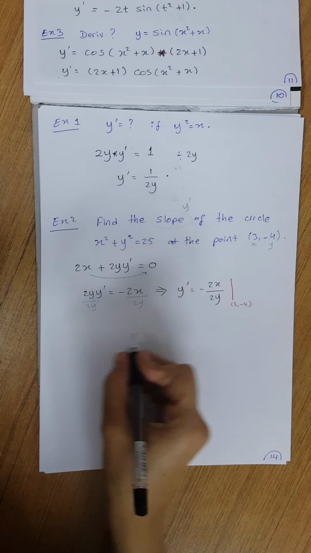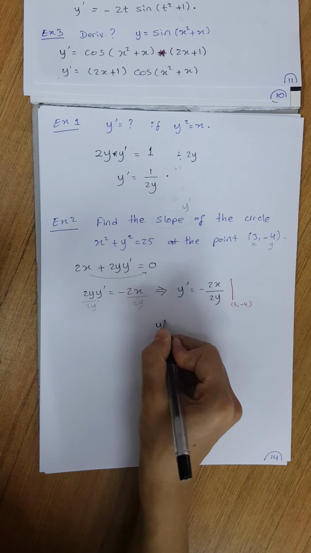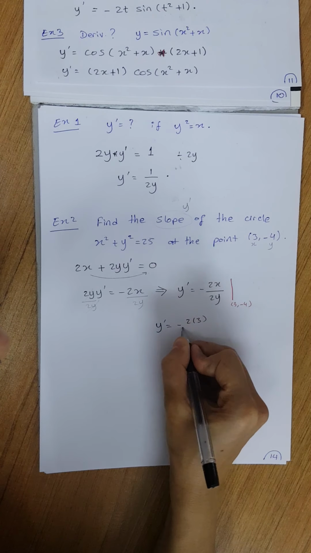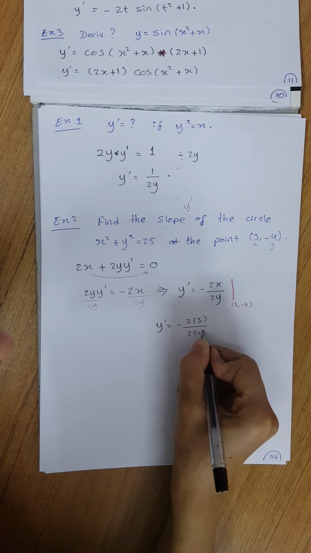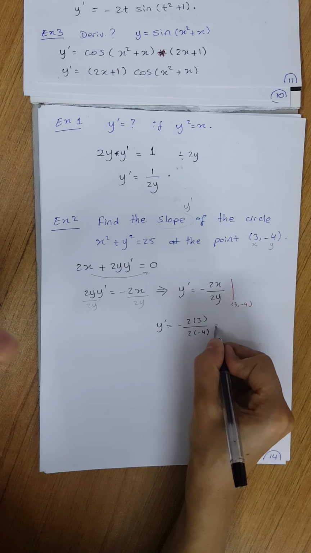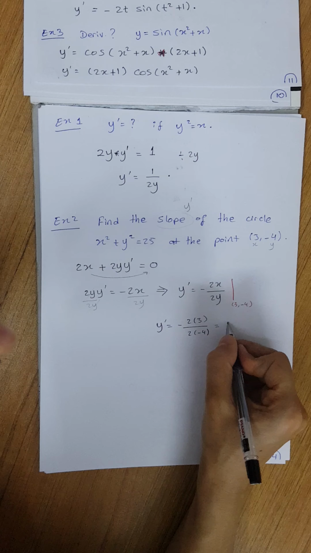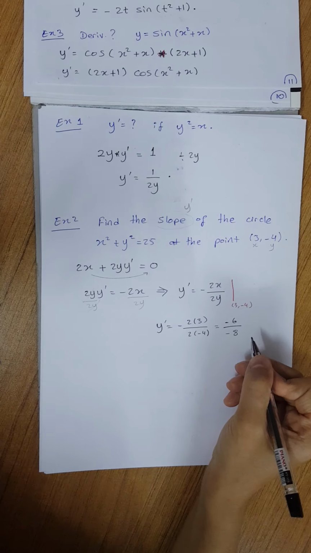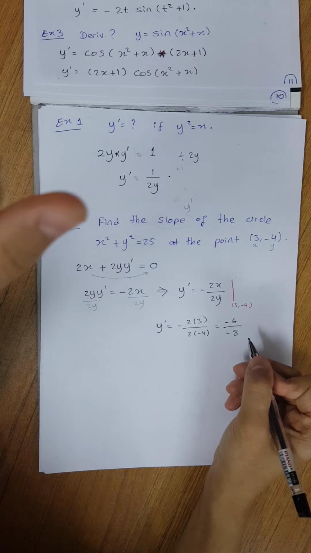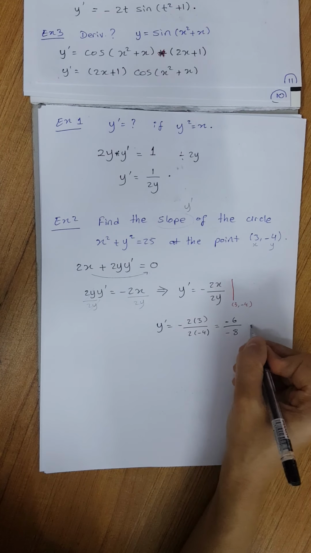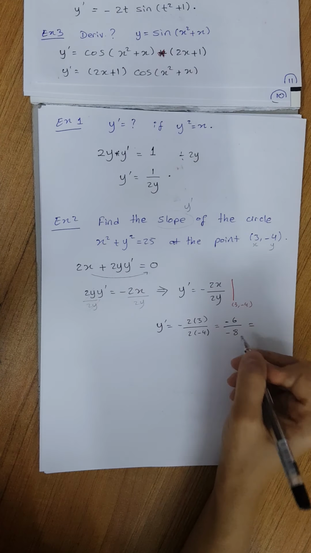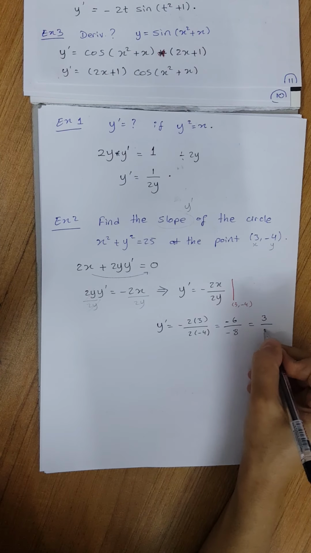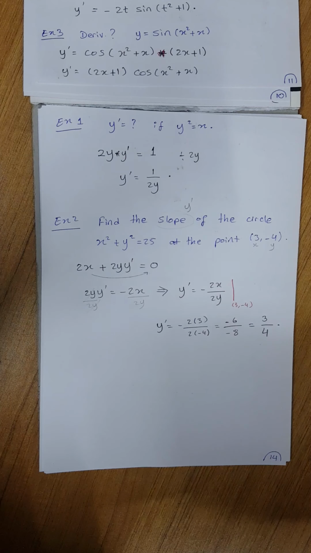So y prime is equal to what? Minus 2 multiplied by 3 over 2 multiplied by minus 4. Minus 2 multiplied by 3 is minus 6, over minus 8. So that minus goes with that minus, simplify over 2, that will equal 3 over 4, and that is the required answer.